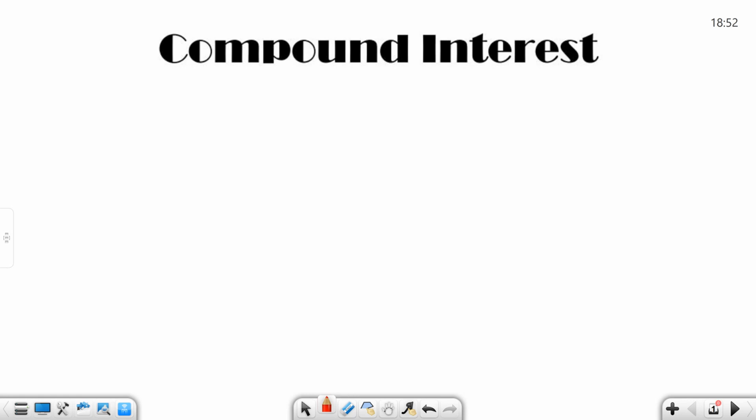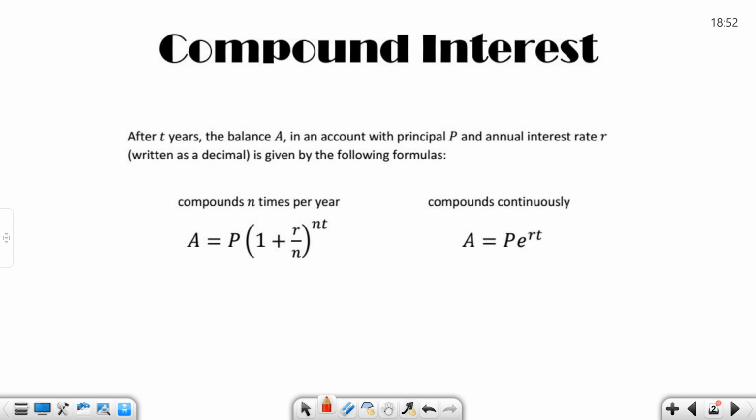Compound interest. After T years, the balance A in an account with principal P and the annual interest rate R, written as a decimal, is given by the following formula. If you compound N times per year, meaning annually is once, monthly is 12 times, semi-annually is twice, daily is 365 times a year. You could do hourly, minutely, whatever. A equals P times (1 plus R over N) to the NT power.